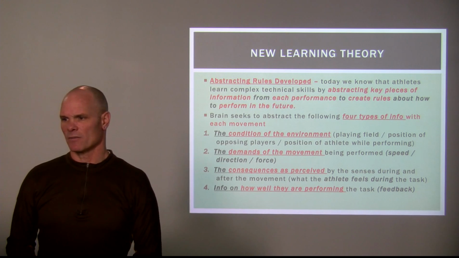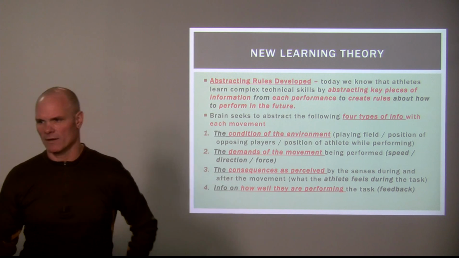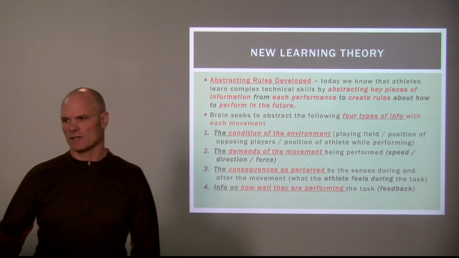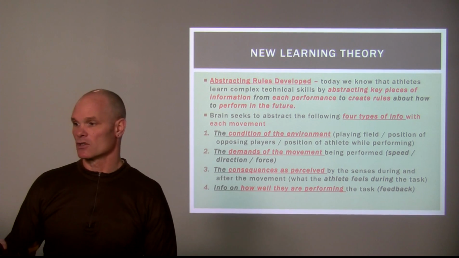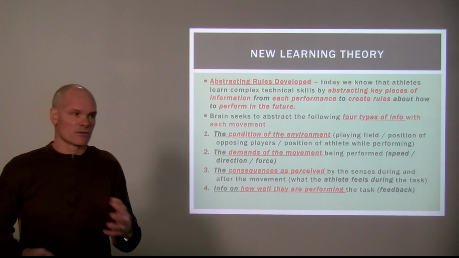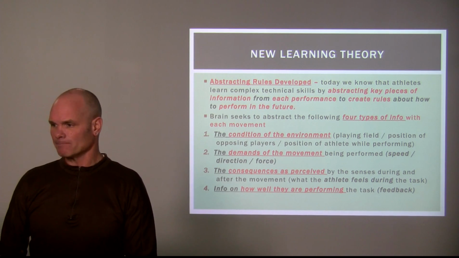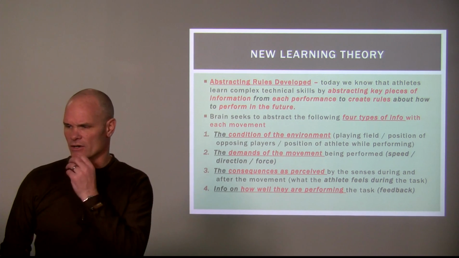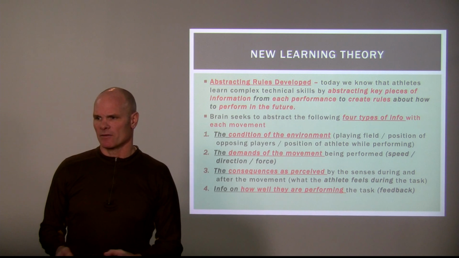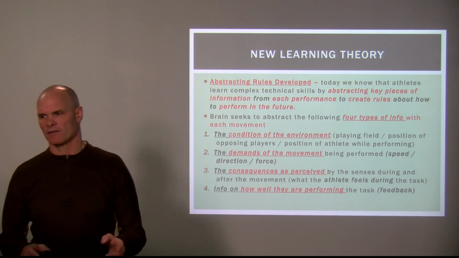The 4 types of information that we're trying to seek for the brain here is: 1, the condition of the environment, okay, playing field, position of the opposing players, position of the athlete while you're performing this. Number 2, the demands of the movement being performed, so speed, direction, force. 3, the consequences as they're perceived, meaning what are the senses during and after the movement? What do you feel? And then lastly, information on how well they perform the task. This is you as a coach giving them the feedback.